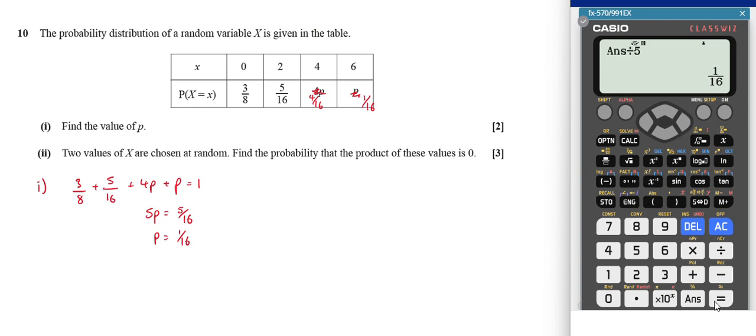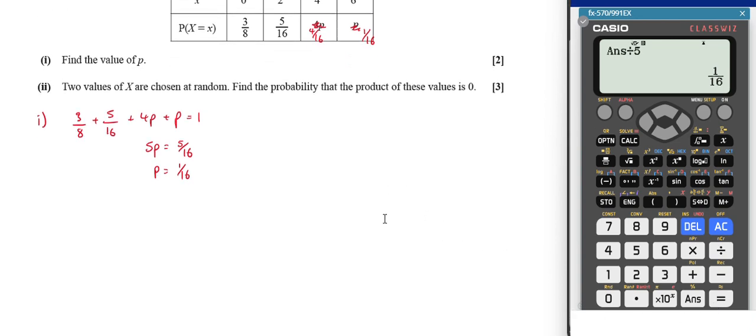The values of x are chosen at random. Find the probability that the product of these values is 0. Well, the first thing I'm going to do is draw a two-way table as a sample space diagram just to show me what outcomes I can have.